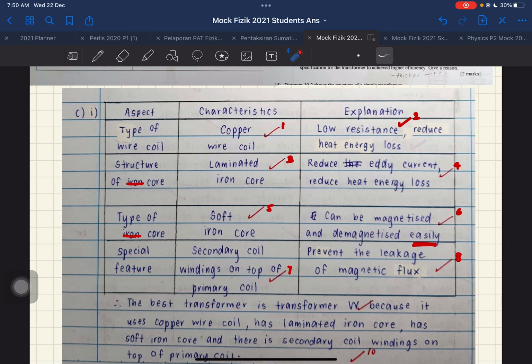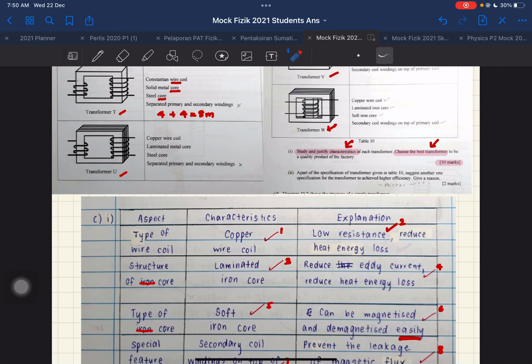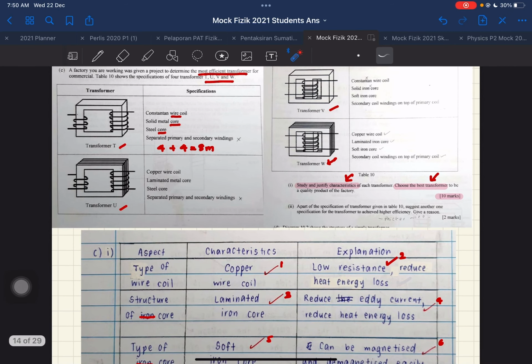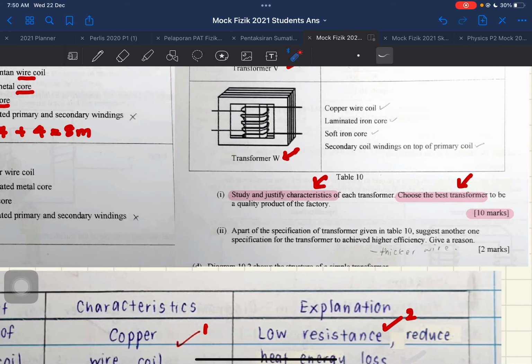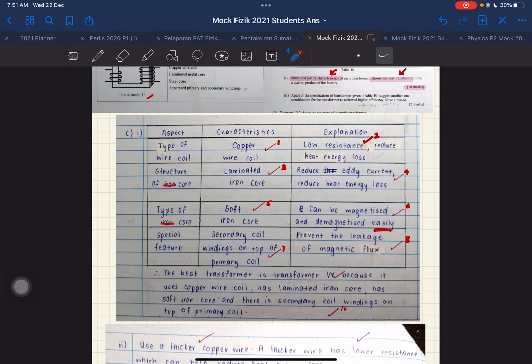From here, you choose the best transformer with most of the characteristics that you chose. So you can see here, transformer W. You have copper wire, laminated core, soft iron core, and then secondary coil winds on top of the primary coil. That will be your choice. So the reason will be just copy this like that. Okay.